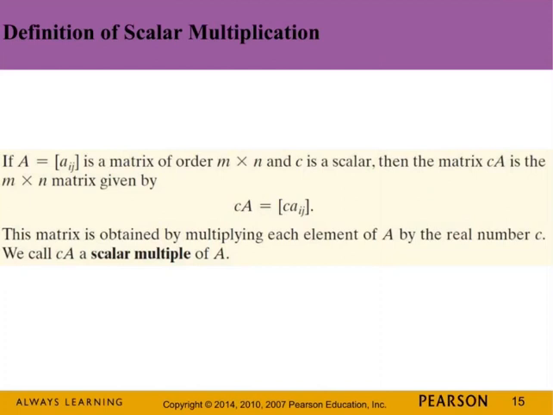If A equals Aij is a matrix of order n by n, and C is a scalar, just like a real number, usually a non-zero real number, then the matrix CA is the n by n matrix given by C times each entry. This matrix is obtained by multiplying each element of A by the real number C. C can be 0, but generally speaking, we don't multiply by 0 like that. But it can be 0. We call CA a scalar multiple of A.